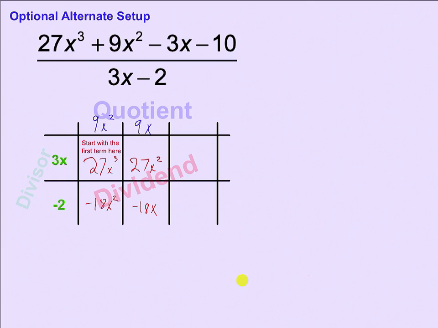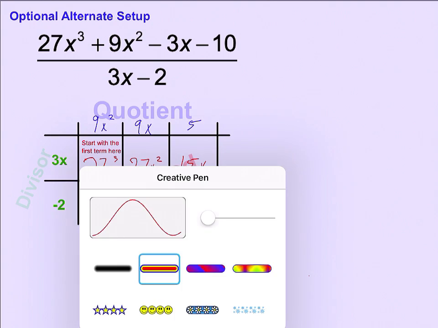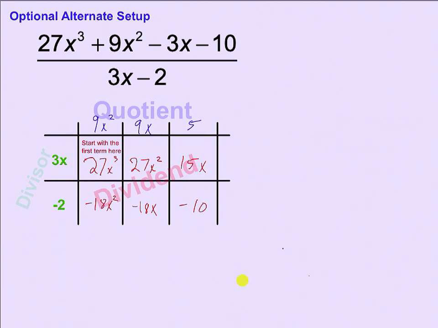And then again, we can figure out, all right, we've got negative 18x, but we're supposed to have negative 3x. So what must be missing? What do we need? Well, we are missing 15x. Because that way, negative 18x and 15x would combine to make negative 3x. And we can divide again. 15x divided by 3x is 5. And 5 times negative 2 is negative 10. And that is exactly what we needed, so we don't need to worry about any other spaces.